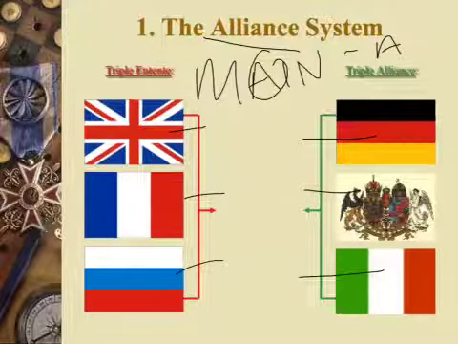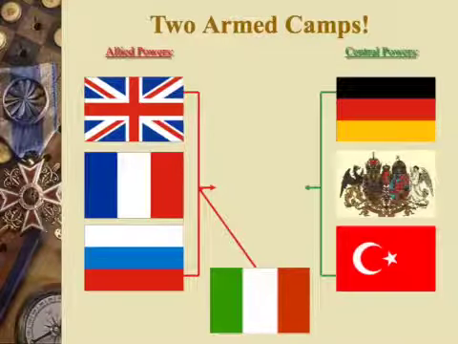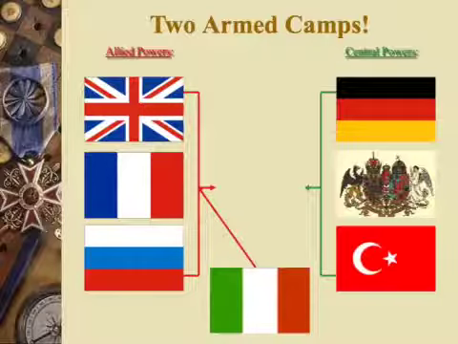The biggest concern, obviously, is that when you have alliance systems like this, why do you have them? And ultimately, what is going to come of them? When war finally does break out, you have essentially 2 armed camps. The Triple Entente Alliance group has now become the Allied powers, which, as you guys know, the U.S. eventually joins. And on the right, you have what's now known as the Central Powers.